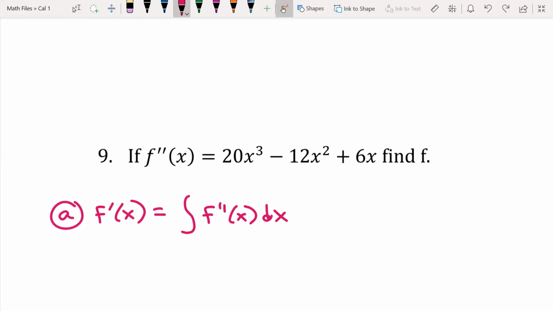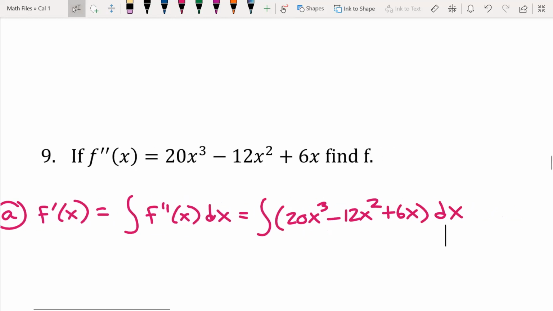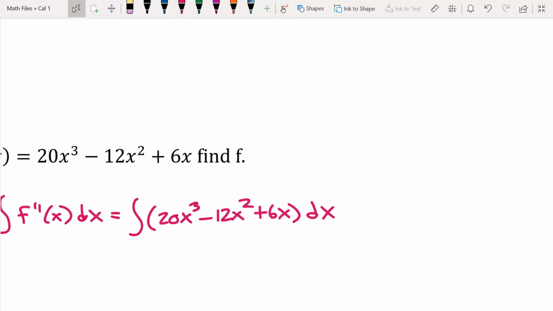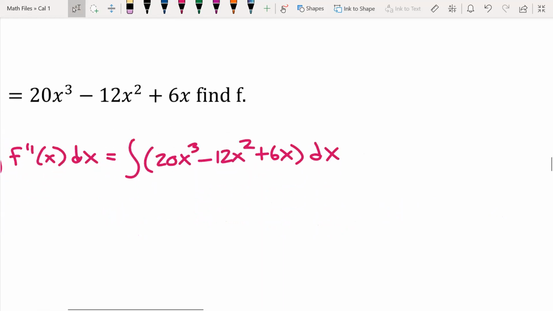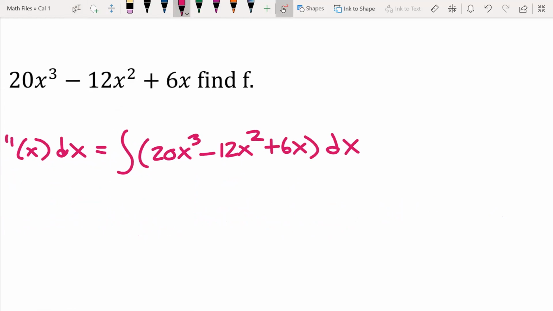Okay. So when we set this up, we'll get the integral of 20x cubed minus 12x squared plus 6x dx. All right. Well, this integral is ready to go. And on all three terms, we will use power rule. So no more writing it out step by step. Let's see if we got this.